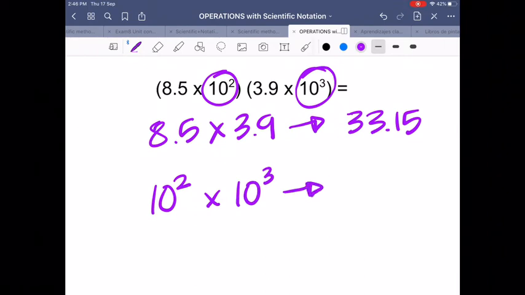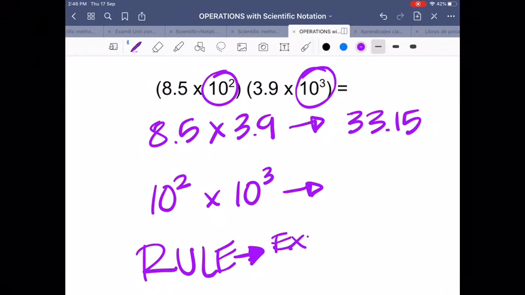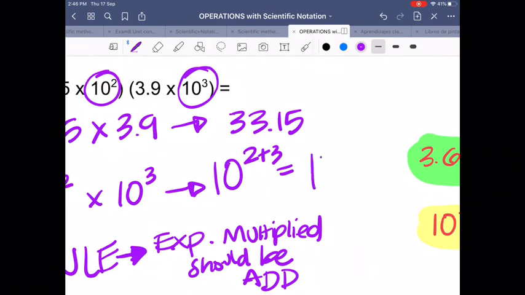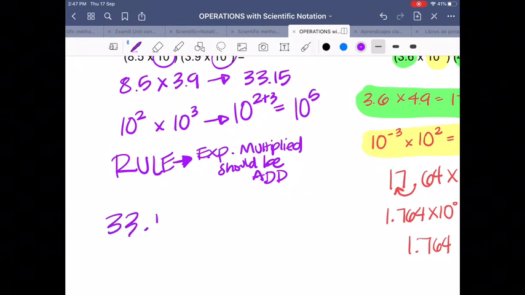And remember the rule: exponents multiplied should be added. Okay, so 10 to the second power times 10 to the third power, it means we will be adding 2 plus 3 equals 10 to the fifth power. So it means that your answer will be 33.15 times 10 to the fifth power.